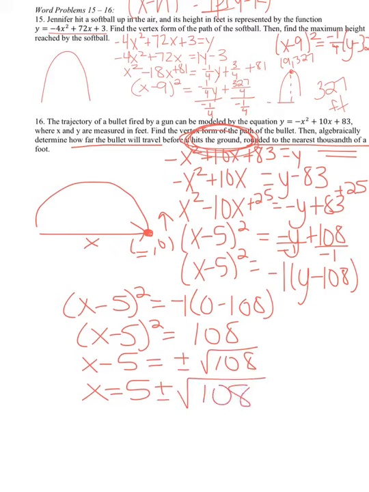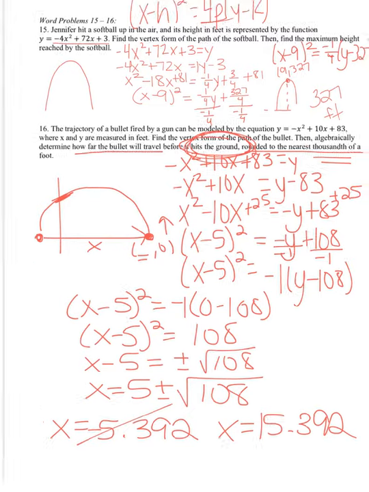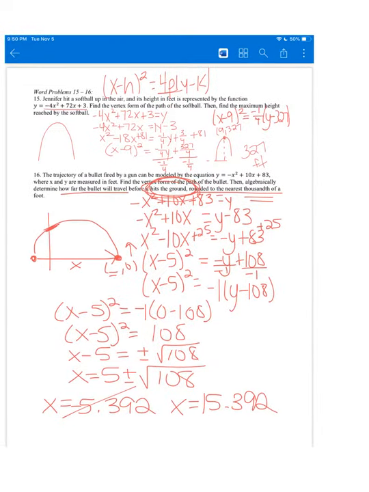If I typed into my calculator 5 minus the square root of 108, that gives me negative 5.392. If I type in 5 plus the square root of 108, that tells me that it is 15.392. We're not going to do a negative distance, right? Because it has to come here. Time starts though, the bullet already has a little bit of height to it. So this answer gets rejected, and my answer to the second part of 16 is 15.392 feet before it hits the ground.